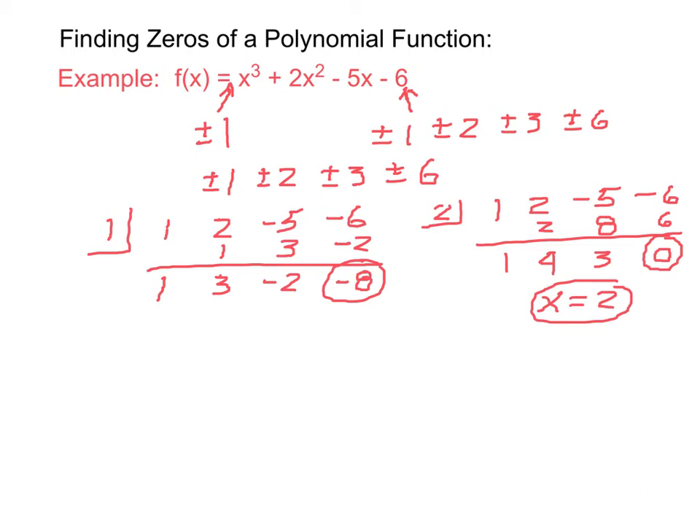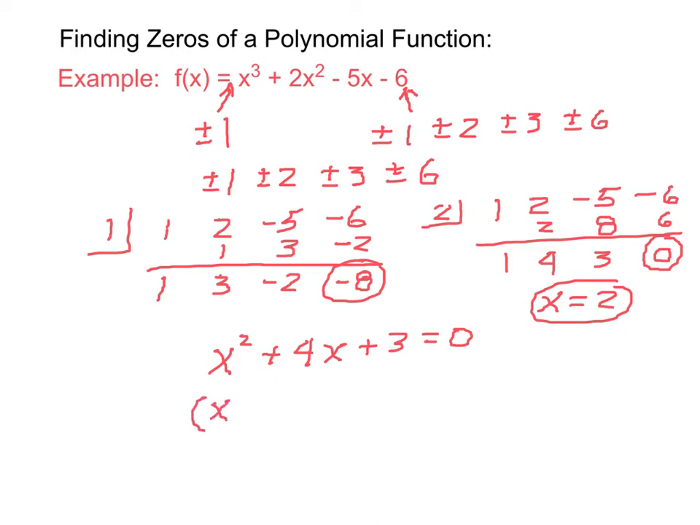So that means, what do we have now? We've got x squared plus 4x plus 3 equals 0. And we should be able to factor this. This looks easy enough to factor.